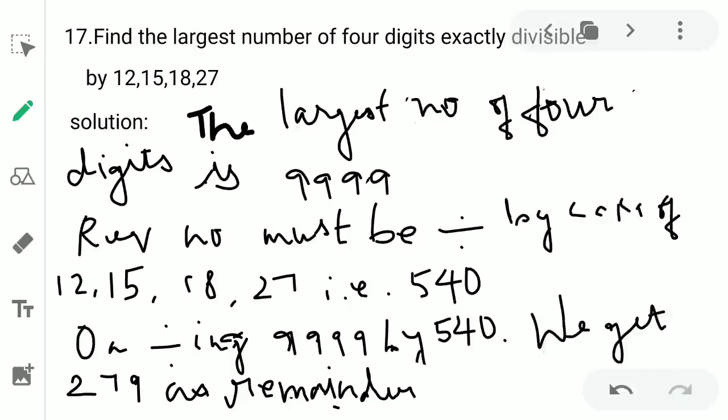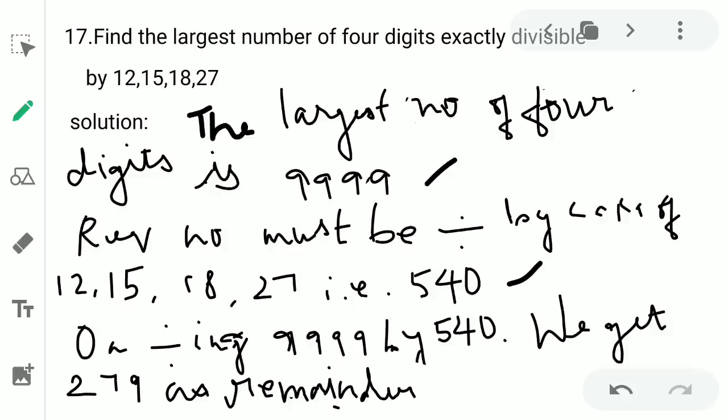Moving to the 17th question: find the largest number of 4 digits exactly divisible by 12, 15, 18, 27. Here comes the solution. The largest number of 4 digits is always 9999. The required number must be divisible by the LCM of 12, 15, 18, 27. When you take the LCM for this, you will get the answer as 540.